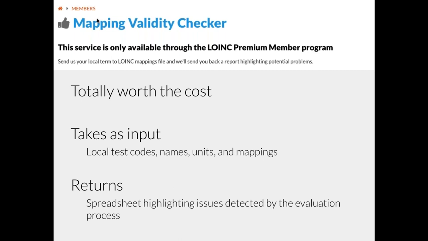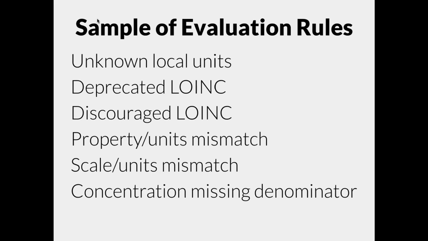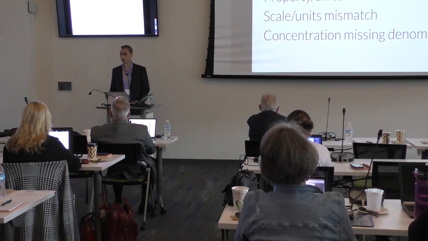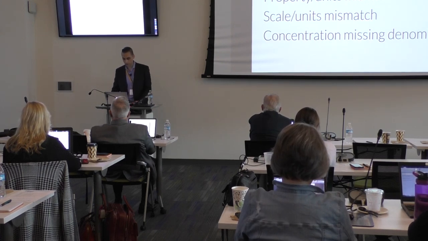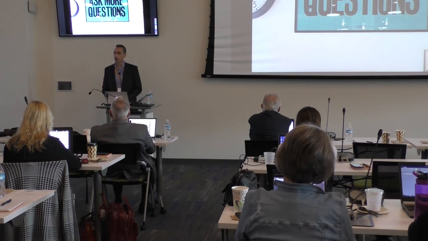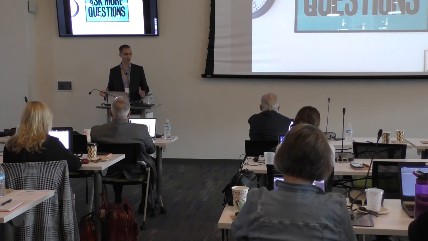The kinds of review that this system provides include things like looking for unknown or weird, potentially wrong or typoed local units, flagging duplicated and discouraged terms, cases where you might have mapped something to a LOINC code and there's a mismatch between the units that you have and the property of the LOINC code, or a mismatch between the units for your test and the scale of the LOINC code, or things where your test looks like a concentration, but the term that you mapped it to has no denominator in it. The spreadsheet that you get back will help you pinpoint and double check and produce a higher quality mapping. That's part of the premium membership program, and I think it's a great value. So that ends my whirlwind tour of LOINC.